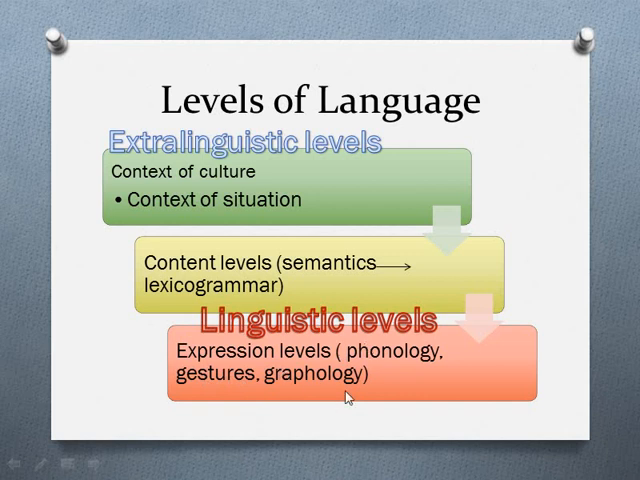And then whatever we write, whatever we say, whatever gesture we show, they have content levels. So they have semantics and also lexical grammar. Okay, pay attention to this term, lexical grammar. Lexical grammar is a combination of lexical and grammar. Lexical is about vocabulary or morphology, and grammar is about syntax. So lexical grammar is a combination of syntax and morphology, and then semantics is about meanings.